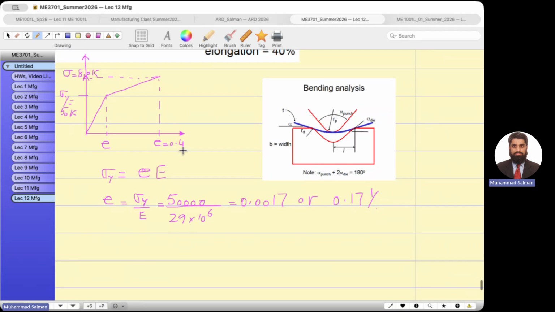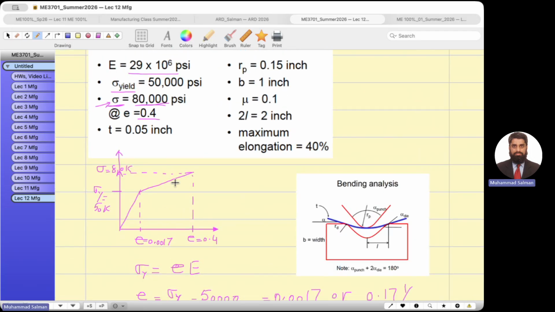4.17%. So this is a point 0017. Okay, good. And in this form, if I write down here the formula for sigma, it is sigma yield plus K times E.